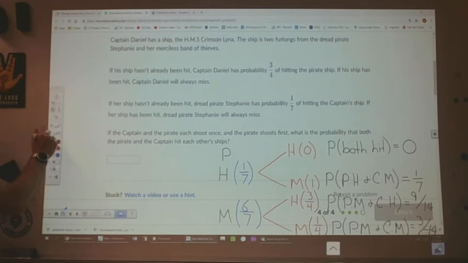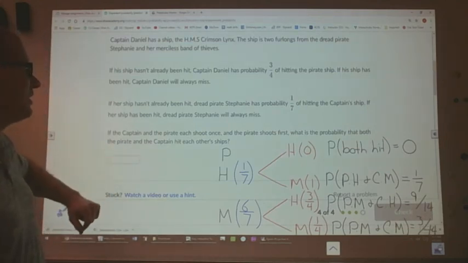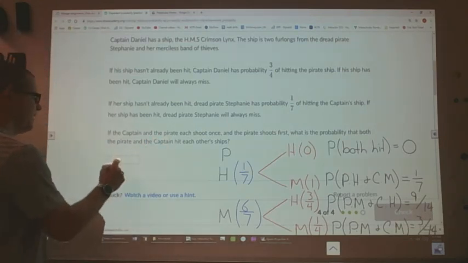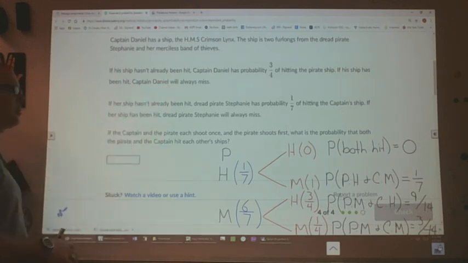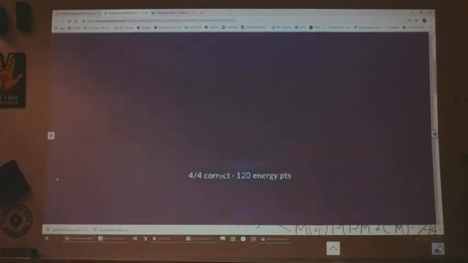But we want to know, if the captain and the pirate each shoot, and the pirate shoots first, what is the probability that they both hit each other's ships? I don't know why it keeps asking for both hits when it also tells me that somebody always misses. That's 0. They're not both going to hit. That would be impossible.